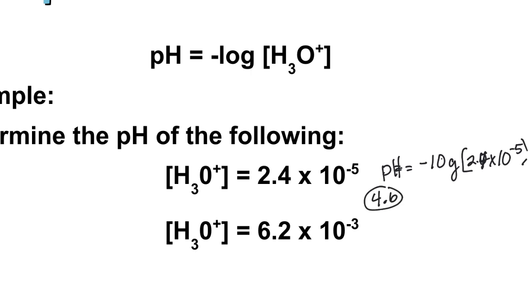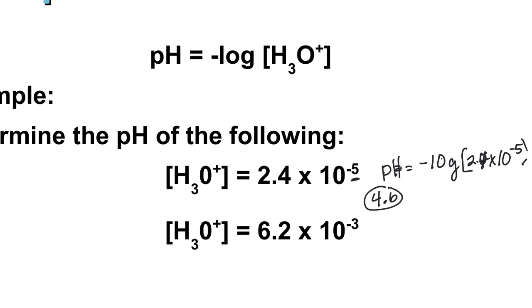That is my pH. Now, I should be able to estimate that this is about 5. I should be around 5, give or take a little bit. That's your exponent. So if this was a 1, it would be a pH of 5. It's a 2.4, so it's a little bit less, so it's my 4.6.